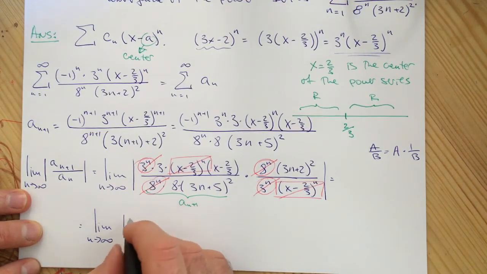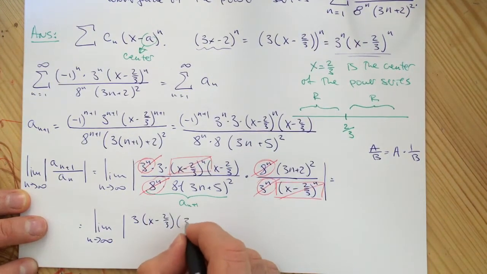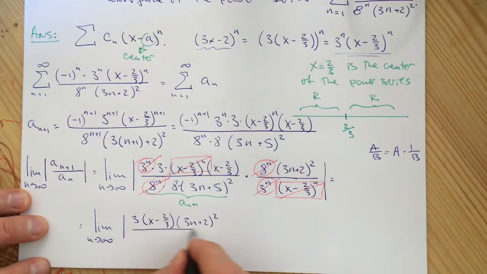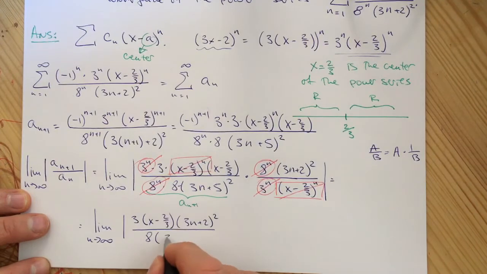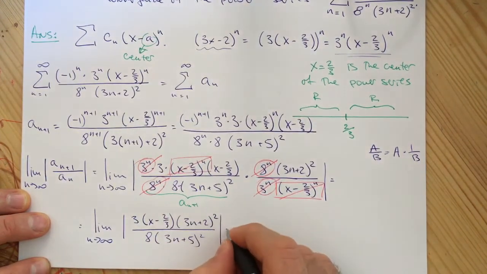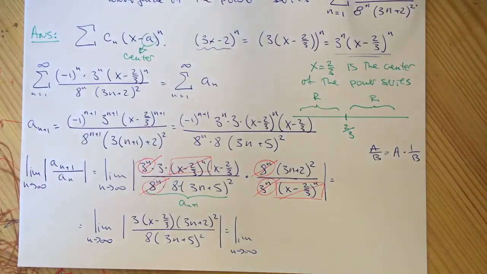So, absolute value, again, be careful, I'm keeping the absolute value, of 3 times (x minus 2) over 3 times (3n plus 2) squared in the numerator, over 8 times (3n plus 5) squared in the denominator. At this moment, it's good to drop the absolute value where we can drop the absolute value.